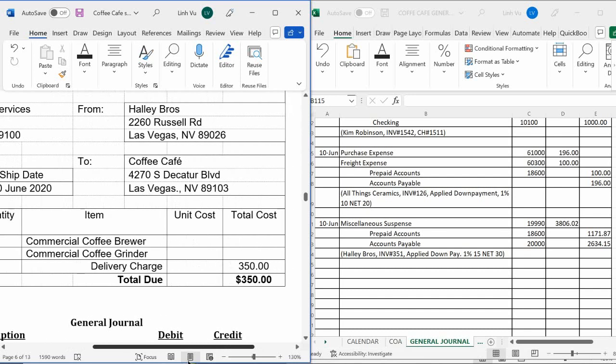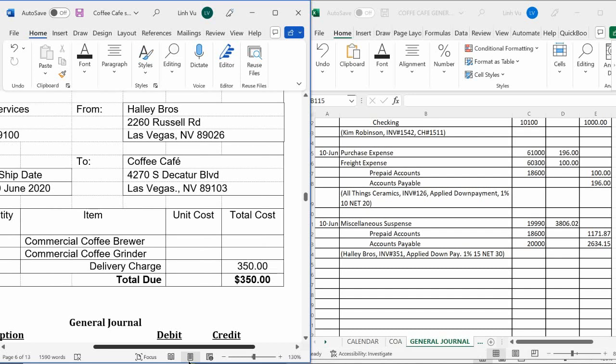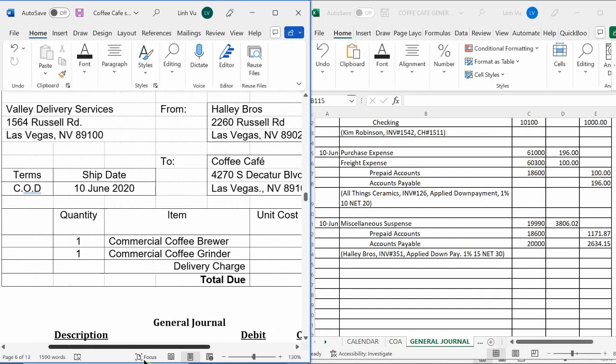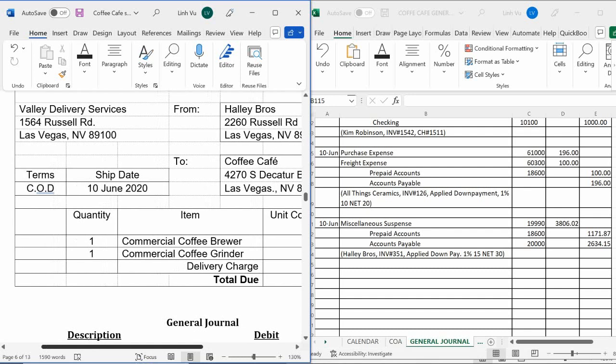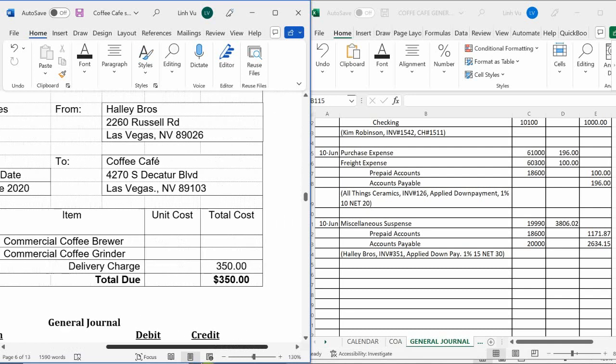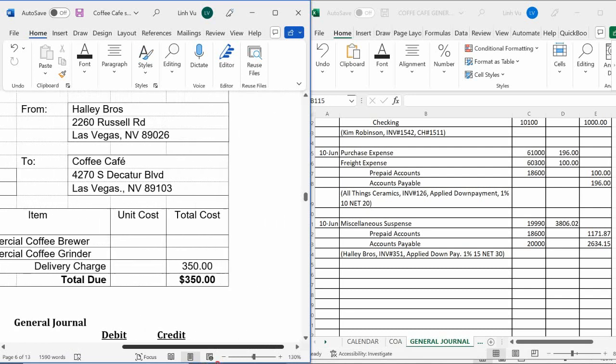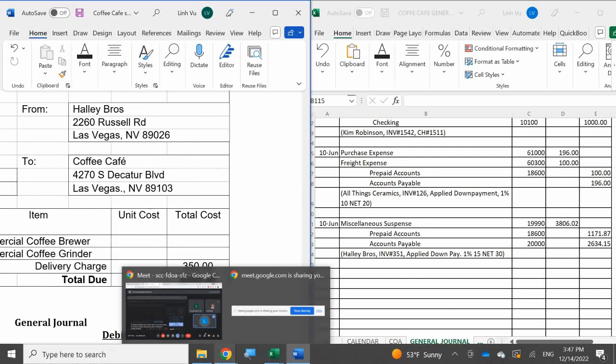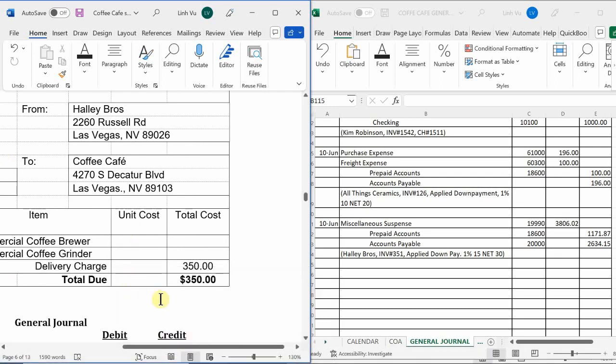Cash on delivery. Cash on delivery, meaning you need to pay for the services that Valley Delivery has provided to you. Because in this case, Hallie Bros, they decided to use a third-party vendor to ship the items out to you. And they didn't charge you for shipping because you're going to pay that shipping separately to this third-party vendor. So in this case, they give you the bill, the invoice saying that, hey, since the coffee brewer and the coffee grinder weigh about the similar weight, right? They decided to charge you $350 to deliver these two pieces of equipment.